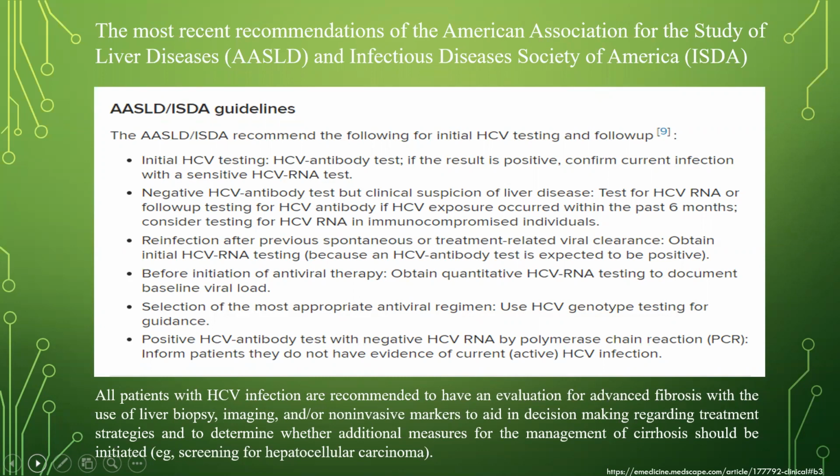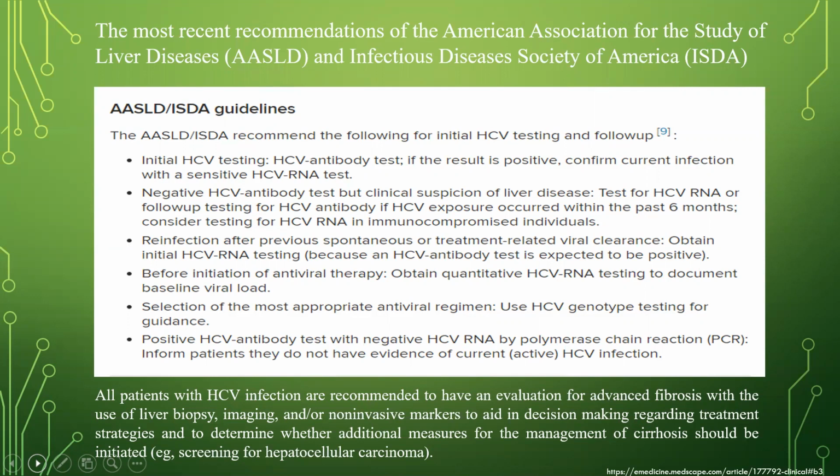Reinfection after previous spontaneous or treatment-related viral clearance: in this case, obtain initial RNA testing of the patient because the antibody test is expected to be positive. Before the initiation of viral therapy, quantitative RNA testing should be obtained to document baseline viral load. Selection of the most appropriate antiviral regimen, depending on the genotype, should be made. Positive antibody test with negative RNA by polymerase chain reaction: in this case, you should inform the patient they do not have evidence of current active infection.